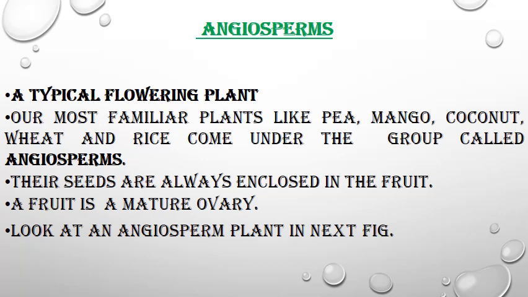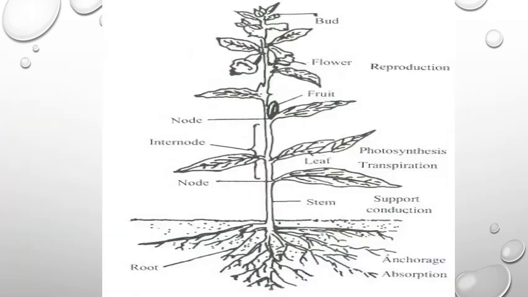Next is angiosperms, a typical flowering plant. Our most familiar plants like pea, mango, coconut, wheat and rice come under the group called angiosperms. Their seeds are always enclosed in the fruit. A fruit is a mature ovary. Look at an angiosperm plant in the next figure. Leaf, stem, roots.